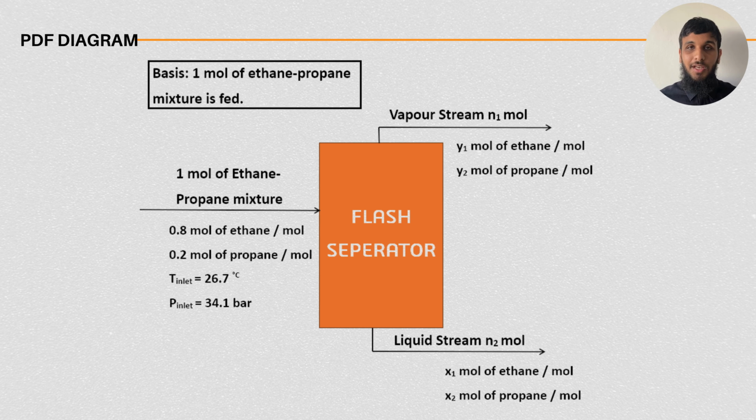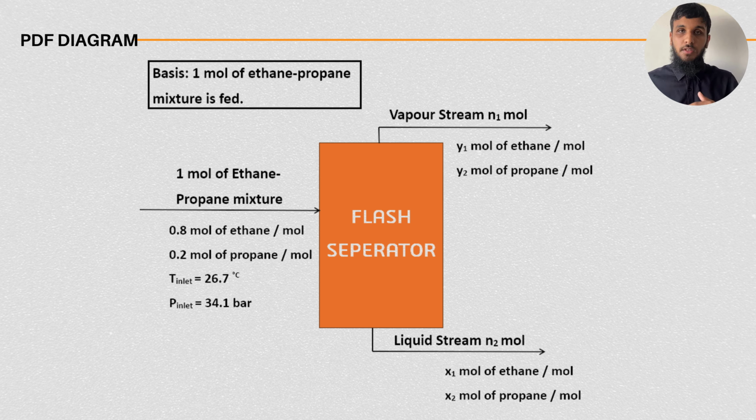Assalamu alaikum, I'm Mohamed Khalid and I'm going to present the flash calculation. So first of all, we draw the PFD diagram for the flash separator. Our basis is 1 mole of ethane-propane mixture. 1 mole of ethane-propane mixture enters the flash separator with 80% ethane and 20% propane. The mixture enters at 26.7 degrees Celsius and 34.1 bar.